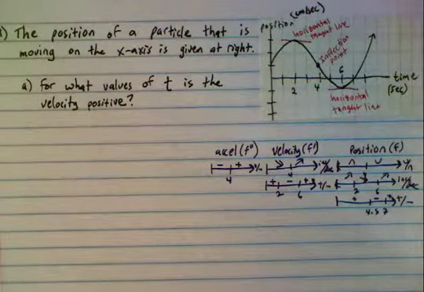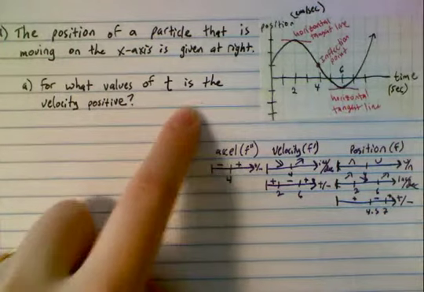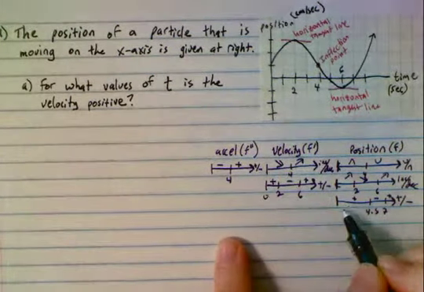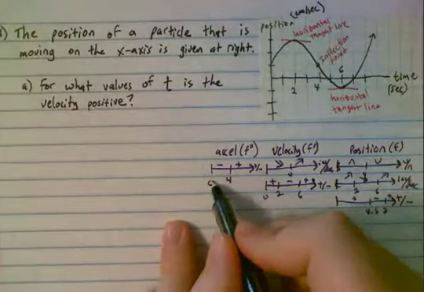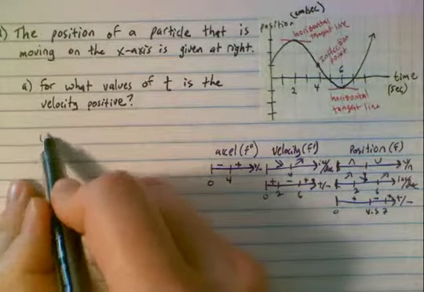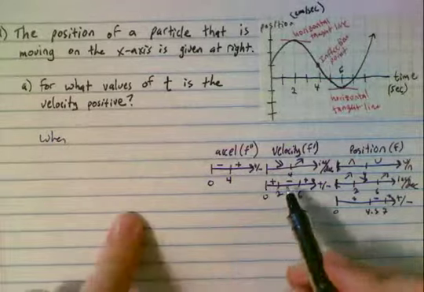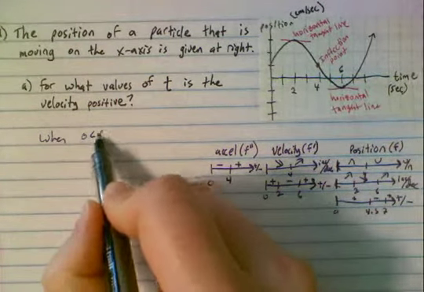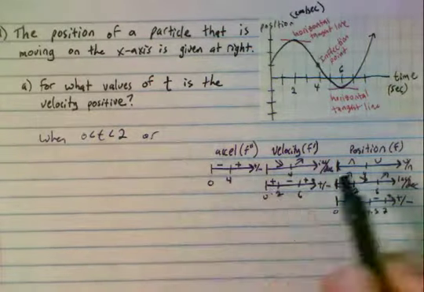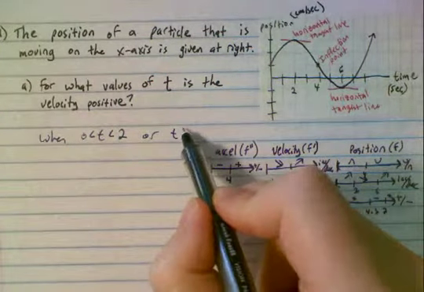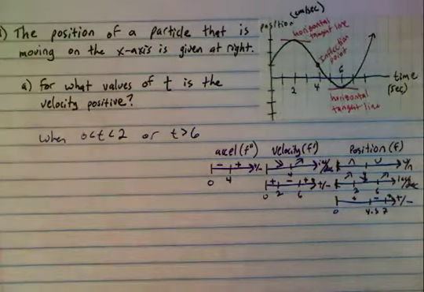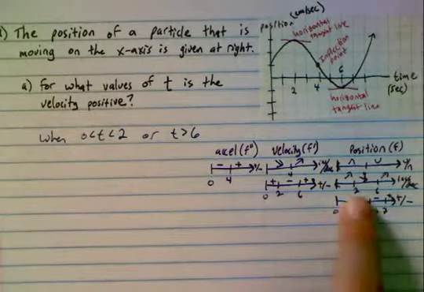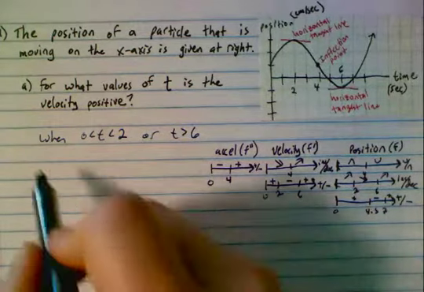So over here, we're being asked for what values of t is the velocity positive. So I go to velocity, let's see, that was starting at 0. I just look for the positives. When t is between 0 and 2, or t is greater than 6. And how do we know that? Remember, we need to refer back to what we're given, which is position. So we know that because position is increasing.